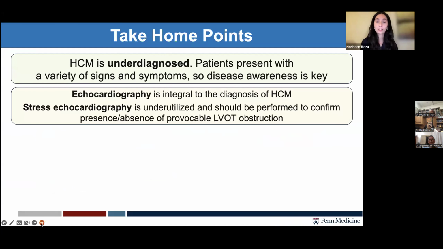Echocardiography is integral to the diagnosis of HCM, and stress echo is underutilized but should be performed in everyone to confirm the presence or absence of provocable LVOT obstruction. Cardiac myosin inhibitors are safe and effective for obstructive HCM and offer improvement in symptoms and functional status, potentially positive cardiac remodeling as well, but longer-term data are definitely needed.